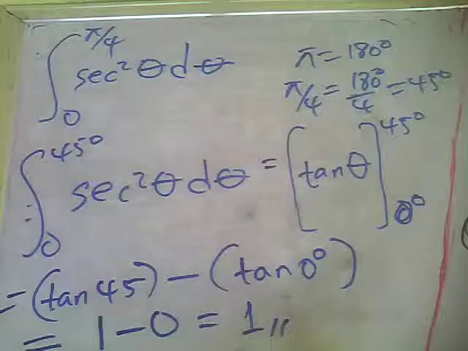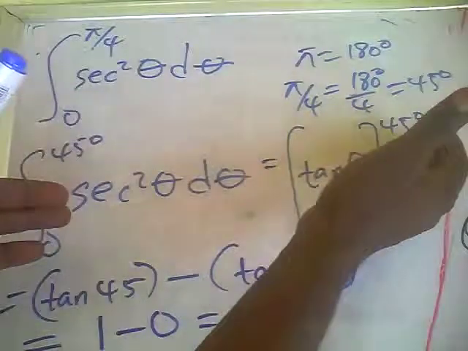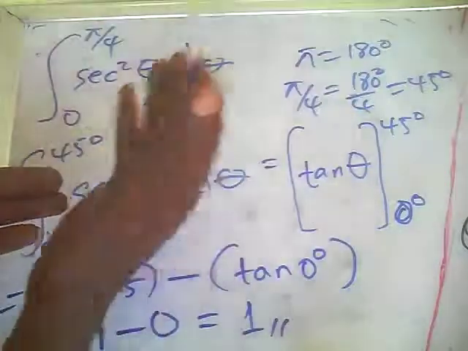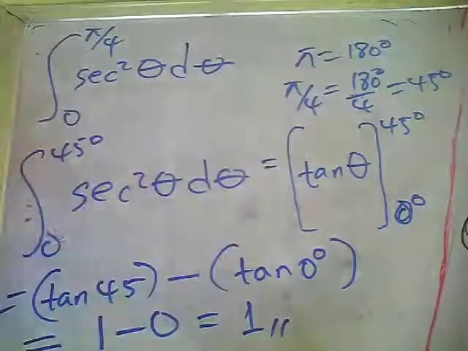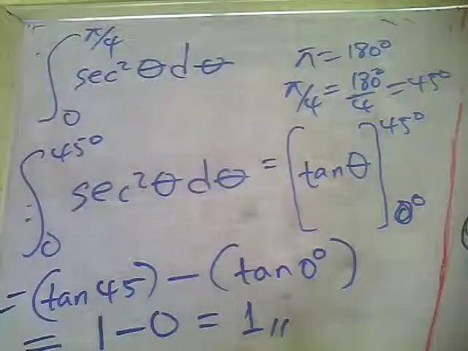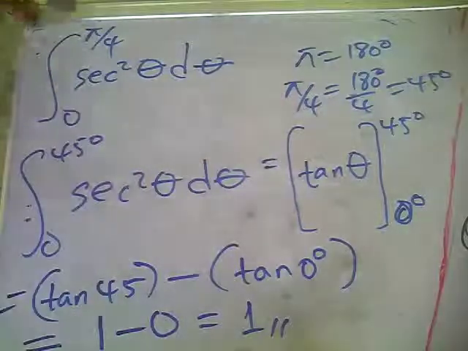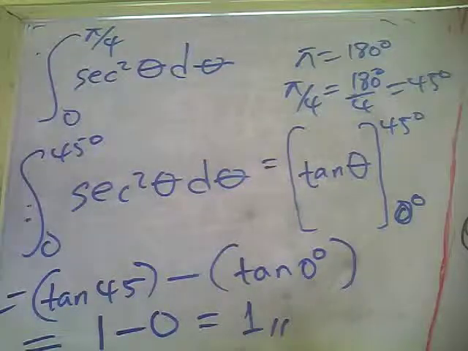Okay, now remember what we did. I told you pi over 4 is 45 degrees. How come? Because pi radian is 180 degrees. So divide 180 by 4, we have 45 degrees. That is number 1. Then number 2, we know that this is the lower limit, this is the upper limit. We are integrating between the lower and the upper limit.